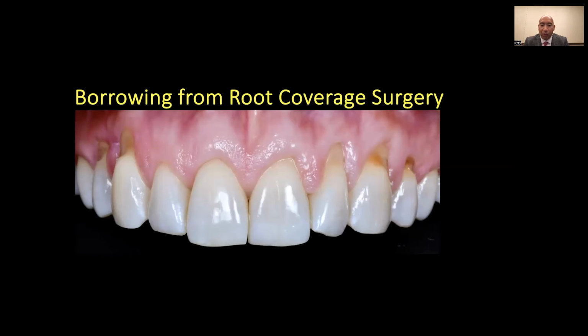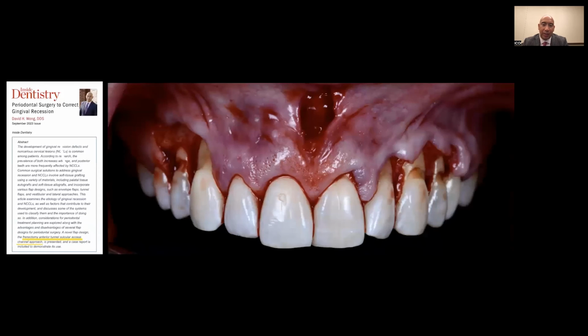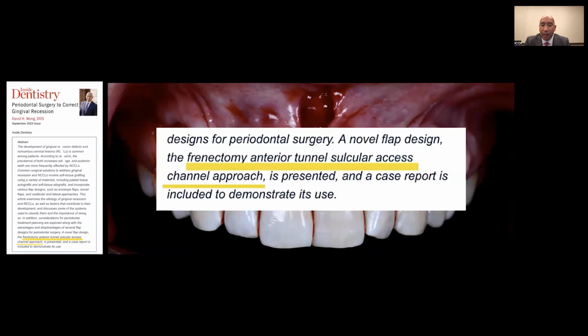So here we've got soft tissue surgery to treat the recession on number 5 through 12, but the worst teeth are the canines, the premolar, and number 10. If you want more information about this flap design, it's in Inside Dentistry, September of 23. It's called the frenectomy anterior tunnel sulcular access channel approach.